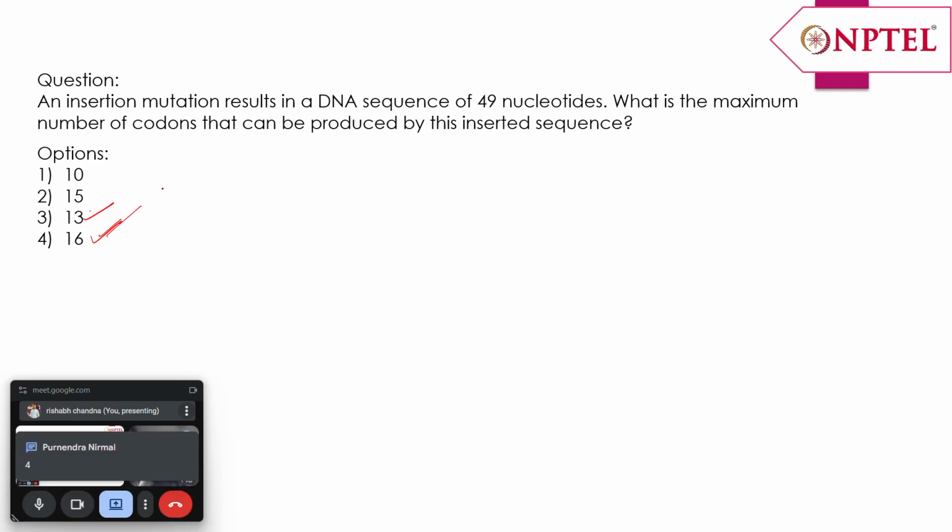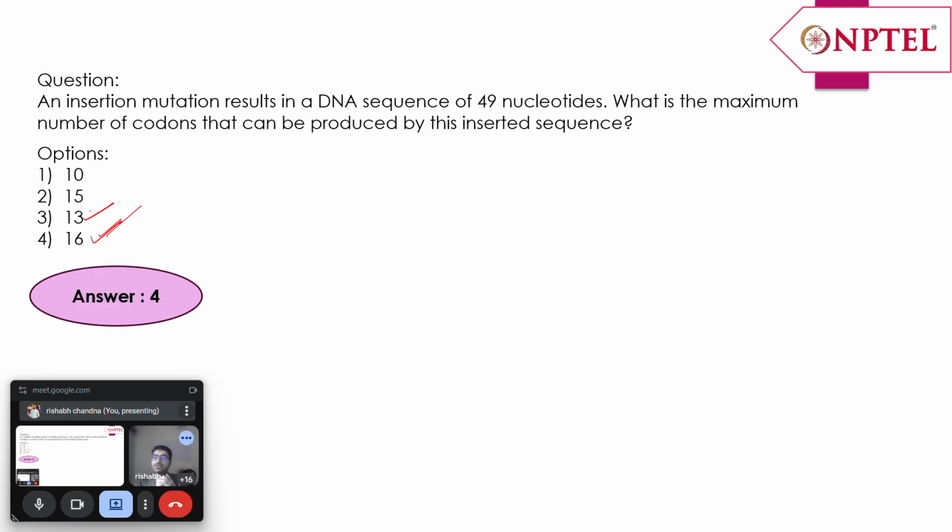So the correct answer is option 4. That means 16 codons will be present in this particular stretch of the DNA. Now, how? If there is any insertion mutation, that will lead to 49 nucleotides. If one codon is three base pairs, and we directly divide this 49 by 3, that will give us around 16.33.